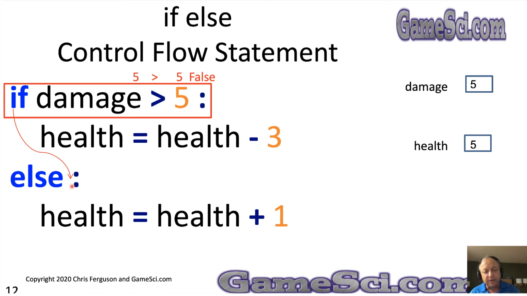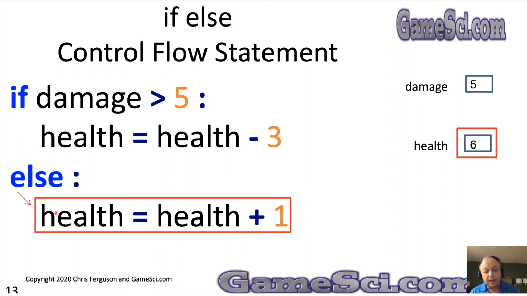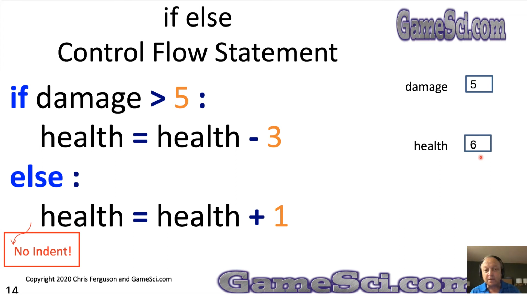The else is there to provide code to execute when the if statement is false. And when it's false, it will skip past the if block and go execute the else block. Health equals health plus 1 executes, and our health goes up from 5 to 6. When we run out of indented code in the else block, it's time to go ahead and execute whatever's below the if-else statement. Anything that is not indented is outside the if-else statement, and you'll pick up execution from there.